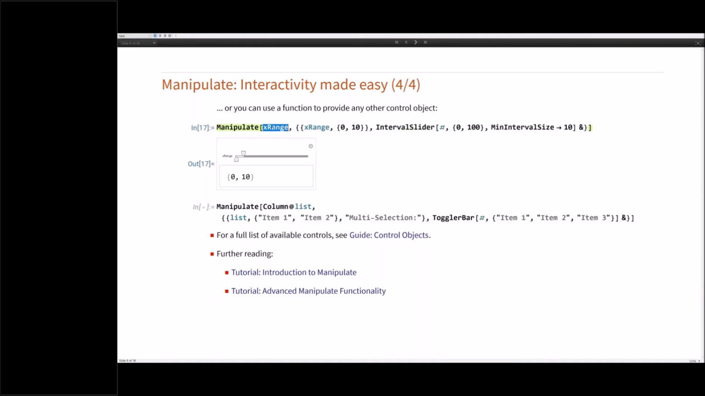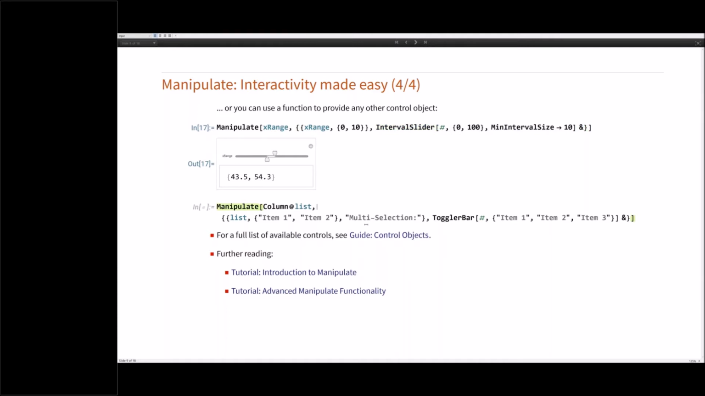It's x range, and those are just the additional arguments for the interval slider in order to specify how it will be displayed. So it's a range from 0 to 100, and the minimum interval size is 10. So if I just slide around here, you can change the upper and lower limit, but cannot make the range smaller than 10.